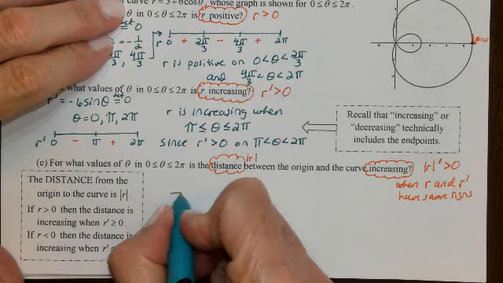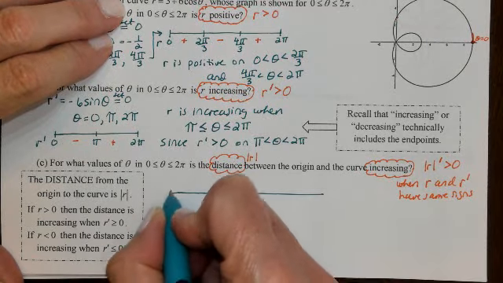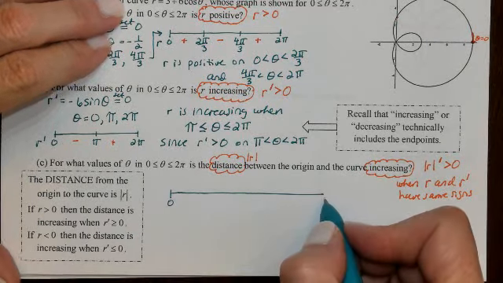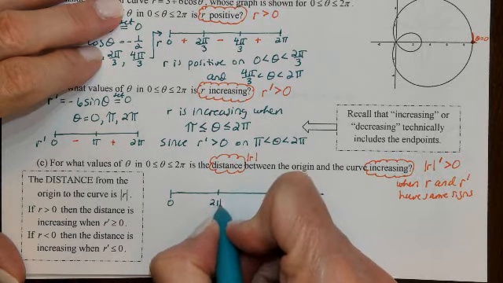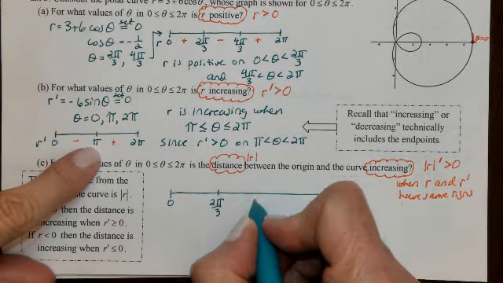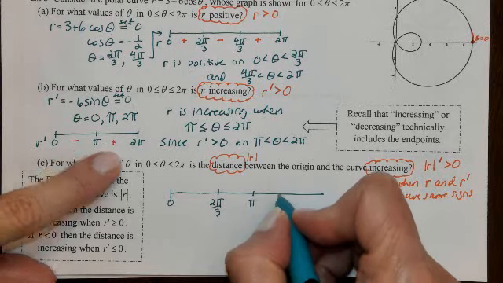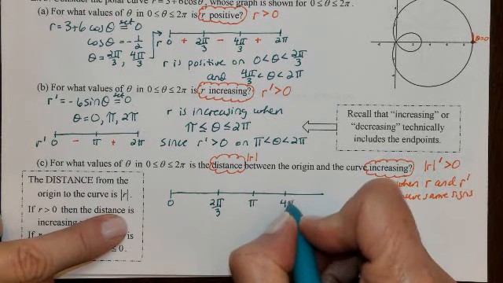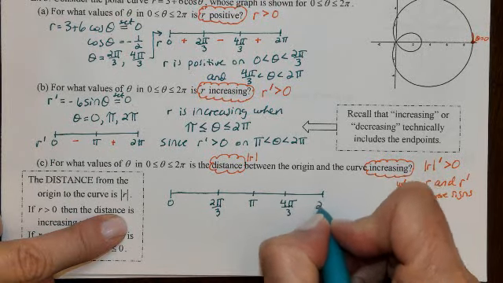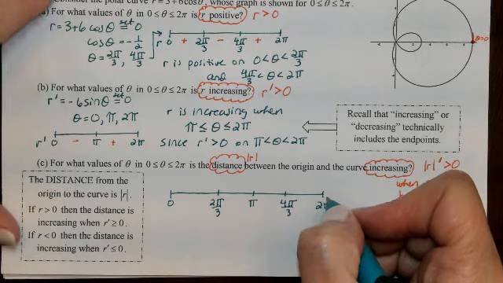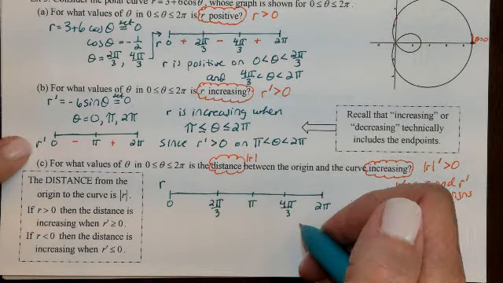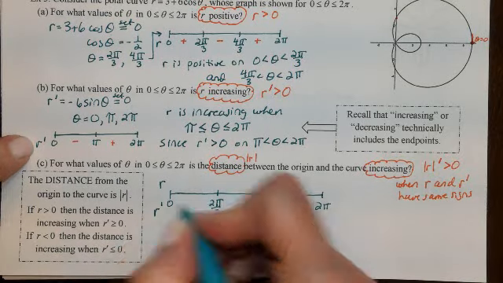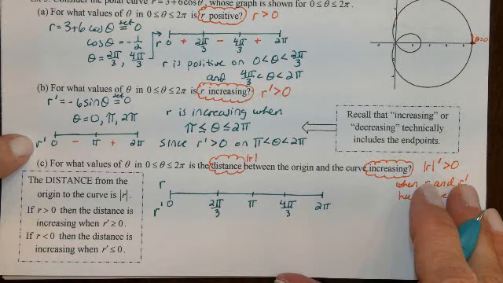So I'm going to do one sign chart. We're still going from 0 to 2 pi. Our first stop will be 2 pi over 3. Our second stop will be pi, and then 4 pi over 3, and then 2 pi. Since we did r up here, I'm going to put r on top and r prime on the bottom. Of course, that doesn't matter. Just keep it straight.